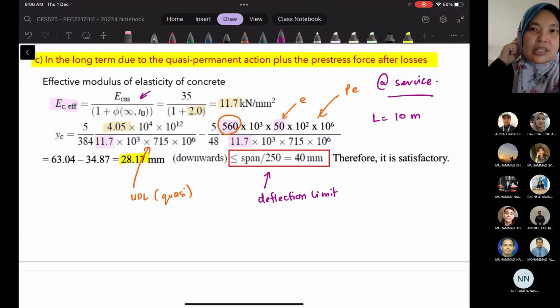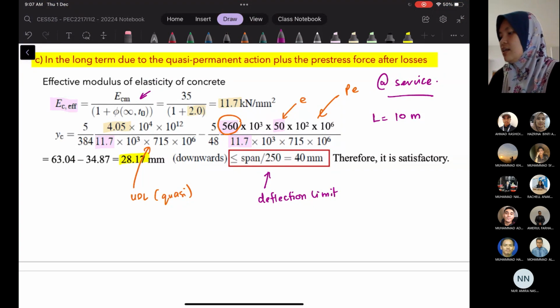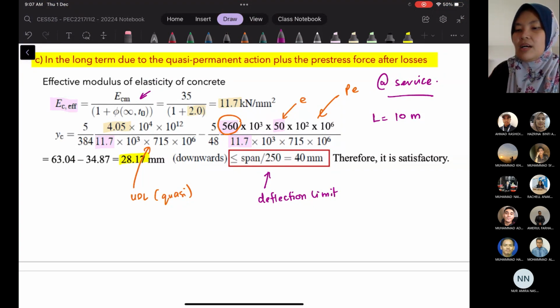Okay, right. So here is the deflection limit. The deflection limit is 10,000 divided by 250, so we have 40 mm. So that is the limit. We compare with the value that we get. Our value is 28.17. So 28.17 is less than the limit of 40, therefore it is satisfactory.